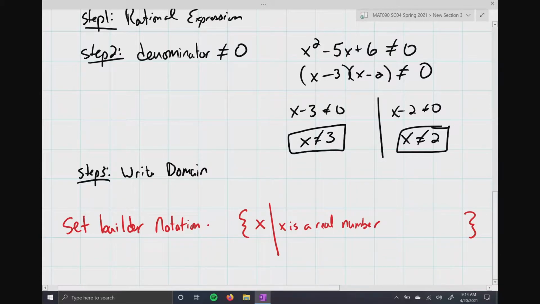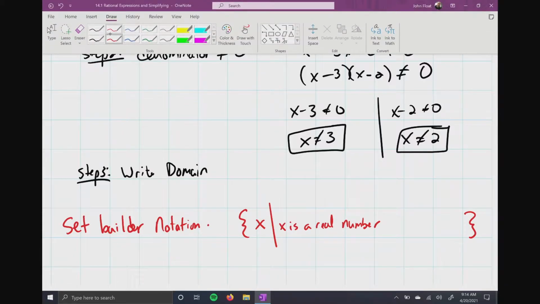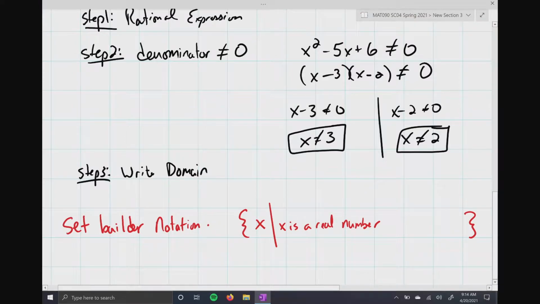Then you write an x with this vertical bar. I'll explain what the vertical bar is in a second. And then you write x as a real number. Then, the thing that will always change, I'm going to write in black. In other words, at the very end, you will always write your restrictions.